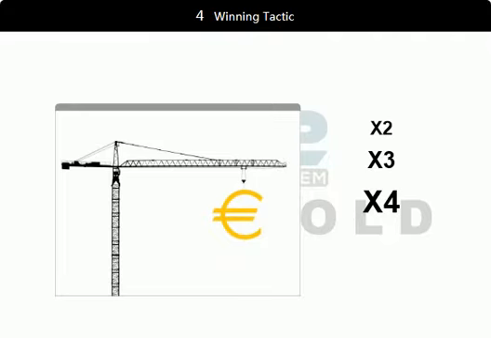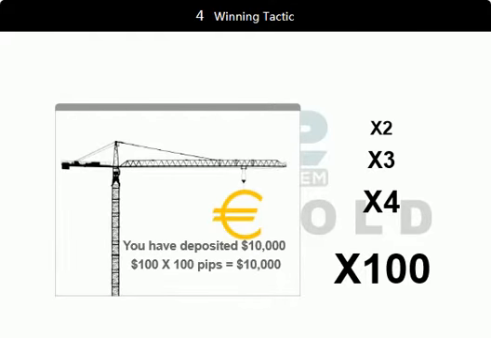Why not leverage 100-fold? Because we will assume that you deposited $10,000 and you performed a transaction of 1 million euros, which is a leverage of about 100-fold. How much is each pip worth? $100. As we mentioned, the euro can shift by about 100 pips a day. So if the market is against you by 100 pips, you're going to lose $10,000. In other words, you will lose all your money in one day.